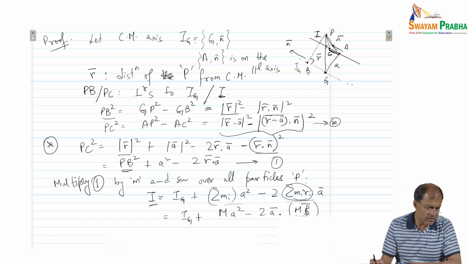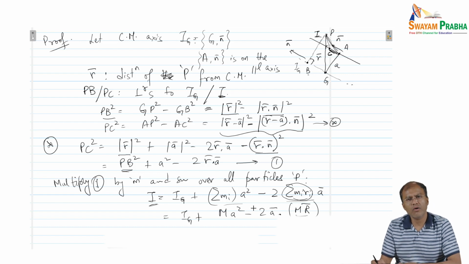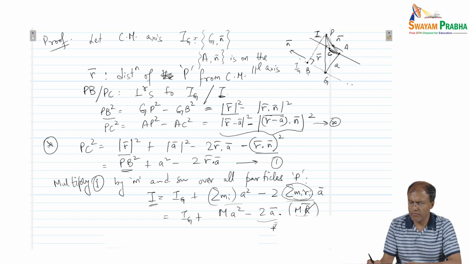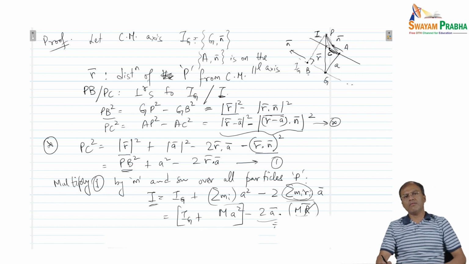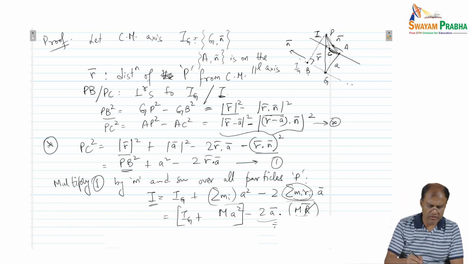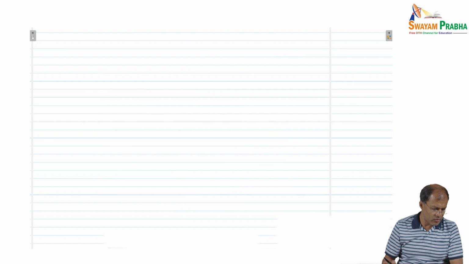So the center of mass, we can always keep as the origin. Without loss of generality, we can shift our origin to the center of mass, and in that case R becomes 0 and this whole term vanishes. Right? And what we get is that I is nothing but Ig plus M A square, and that is what the parallel axis theorem is.